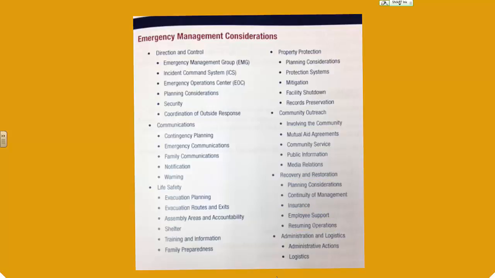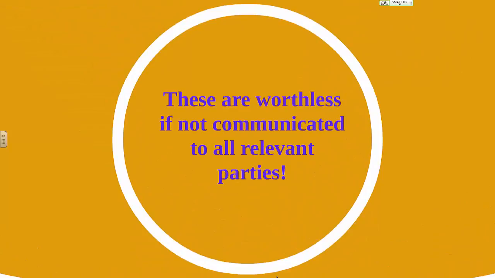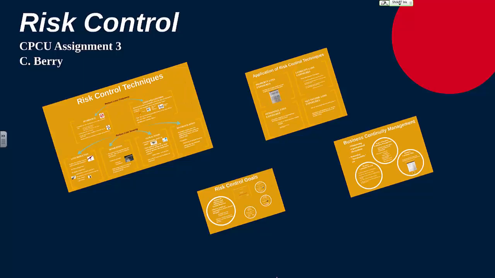But not all business continuity losses are related to an emergency. Even an everyday accident can have a significant impact on a small business. The most important thing is that the business continuity plan be communicated to all relevant parties. An officer or key person who takes great pains to develop a business continuity plan and doesn't communicate it to all of his employees is wasting his time. And that's the end of our discussion of risk control.